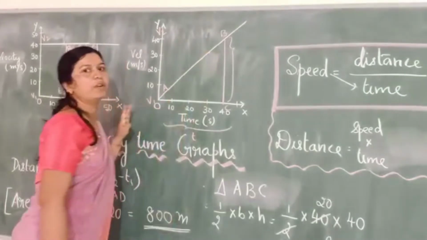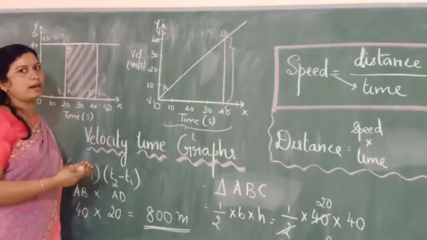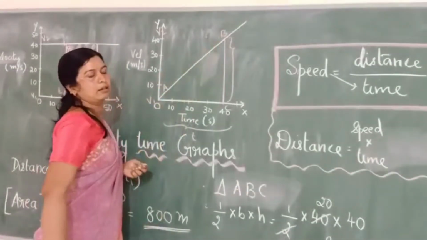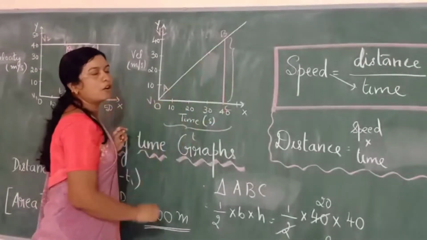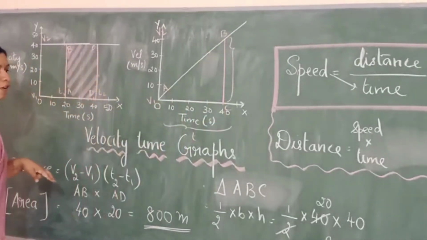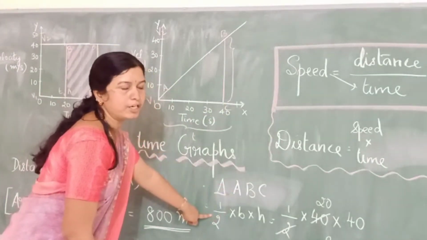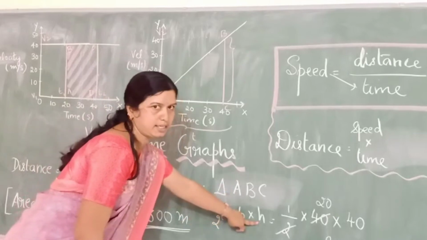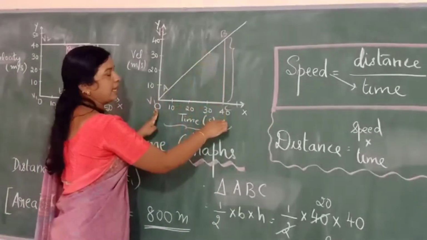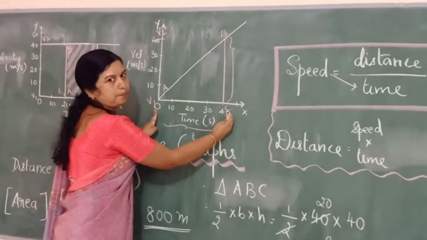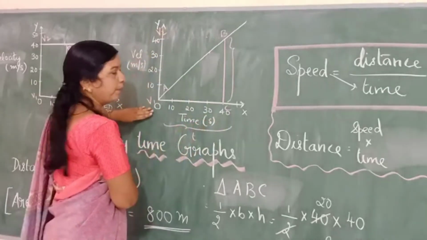Suppose the object is moving with constant acceleration, where the velocity is changing at regular intervals. So you get a straight line. In this case, if you have to calculate the distance, you will have to calculate the area of a triangle. By formula, we know that the area of a triangle is half into base into height. In this triangle ABC, the base shows the time and the height shows the velocity from the beginning.